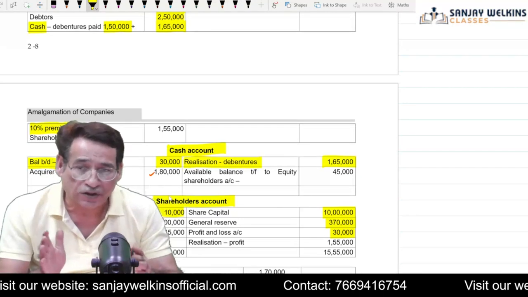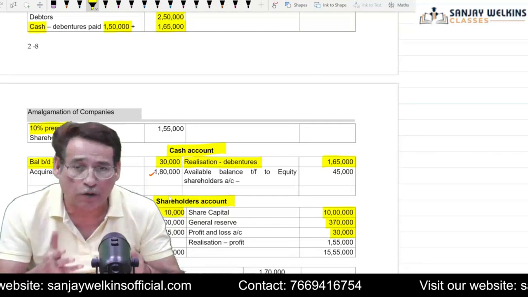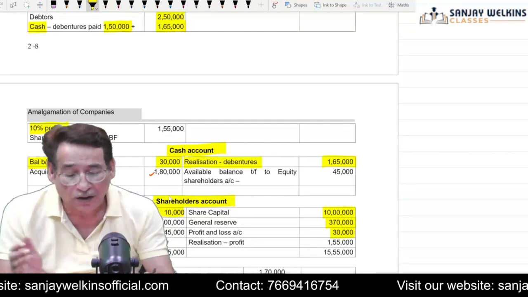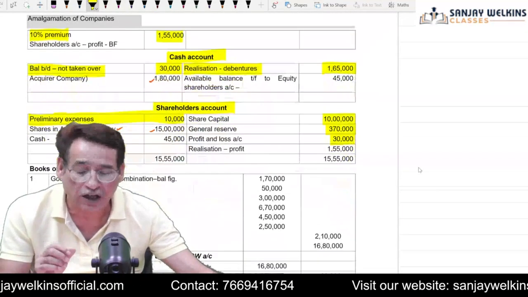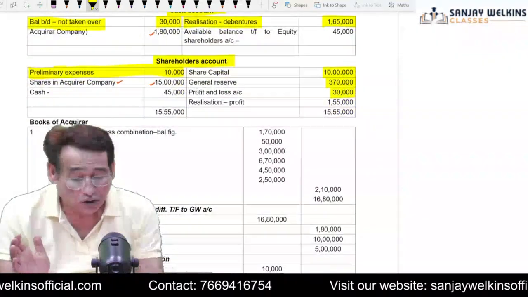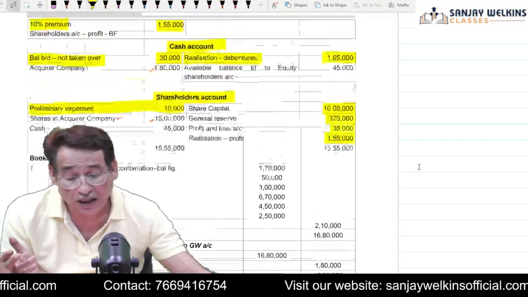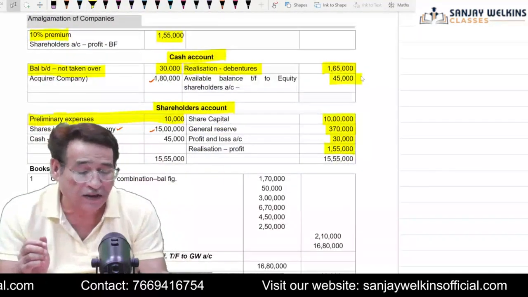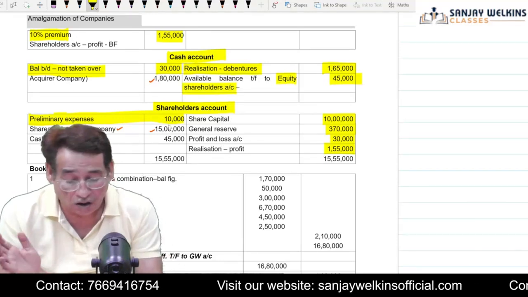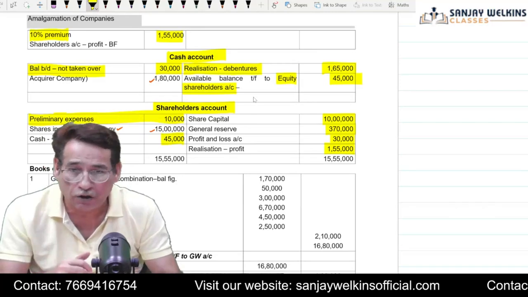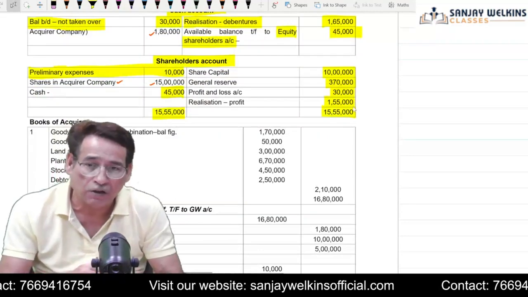Then we will have to check the cost of acquisition. However, the expenses are there, but not borne by the vendor company. So we will stop here. Now we will tally this account. In this case, there is a profit of 1,55,000. I will transfer this profit to the shareholders account. So on the credit side of the shareholders account, I will write "By Realization Profit". Then I will close my cash account. Whatever balance is there, which is 45,000, will be transferred to the shareholders account. Now on the debit side of the shareholders account, I will cross it. And finally, my shareholders account will automatically get tallied. Is it clear to you?